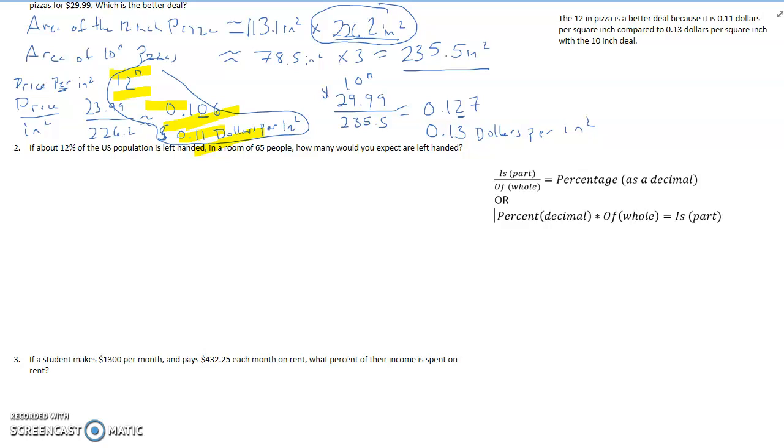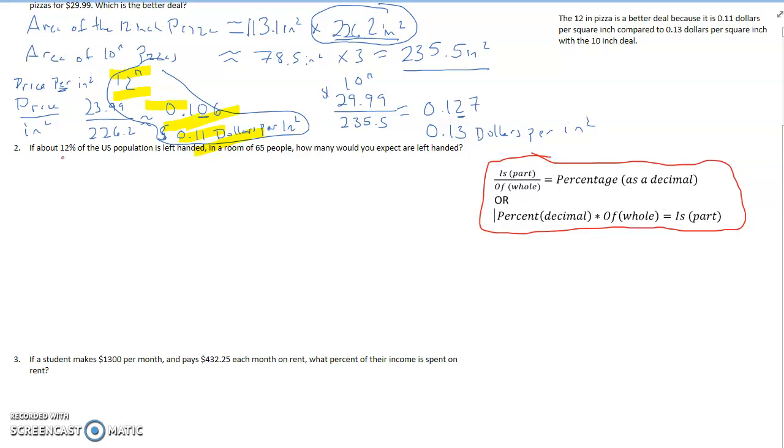Now, if you look over here on the right-hand side, I've added a couple formulas. You're welcome to use either of these formulas, and I'm actually going to use one for one problem and another for another problem. You can either use the formula part over whole equals percentage as a decimal. So we're going to do the part over the whole, and that's equal to the percentage. Or if we take the percent as a decimal, multiply it by the whole number of things that we're working with, that will give us the part.